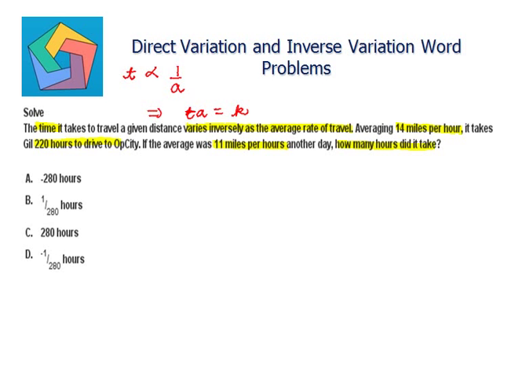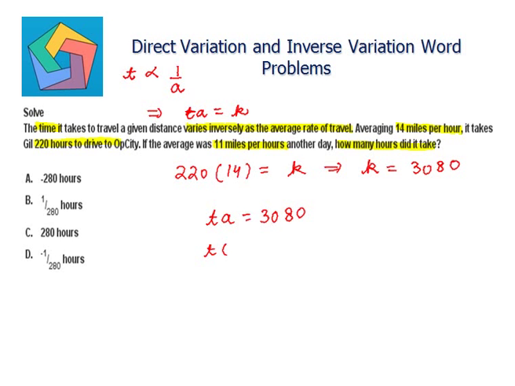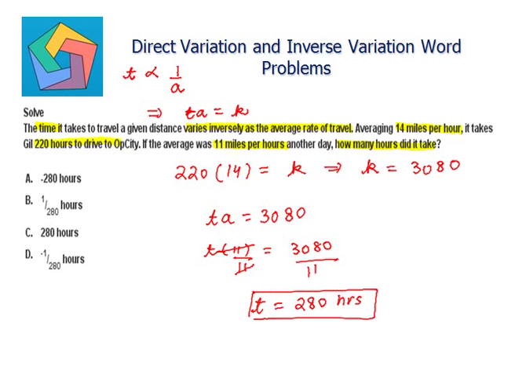So 14 miles per hour is the average and it takes 220 hours to drive. So 220 times 14 is equal to k. This implies k is equal to 3080. So the equation becomes t times a is equal to 3080. Now if the average was 11 miles per hour, so t times 11 is equal to 3080, dividing by 11 both sides, t is equal to 280 hours, which is the answer in the C part.